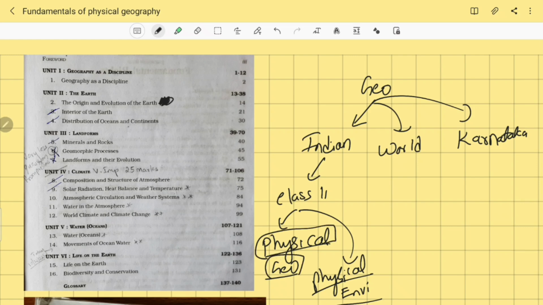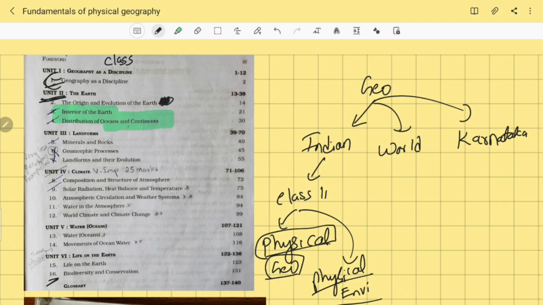Here you have the index of the class 11th Fundamentals of Physical Geography book. We'll be starting from unit 2. Unit 1 we will do once we complete all these 15 lessons, then we'll come to the first chapter, and then we will do the origin and evolution of the earth. So today we will be seeing the interior of the earth and distribution of oceans and continents.